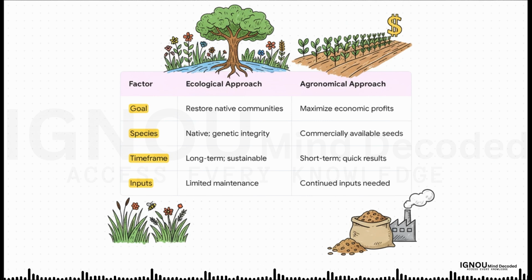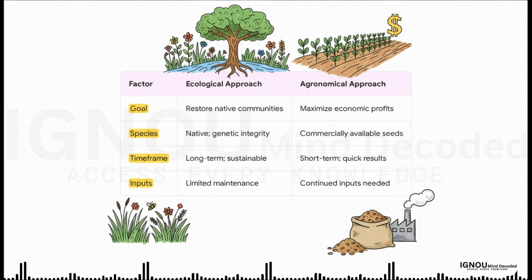First is the ecological approach. This one is all about thinking long-term. The goal is to restore the natural ecosystem. So you use native species, the plants and animals that actually belong there, to build a system that can take care of itself in the long run.